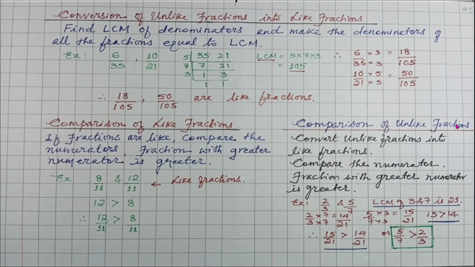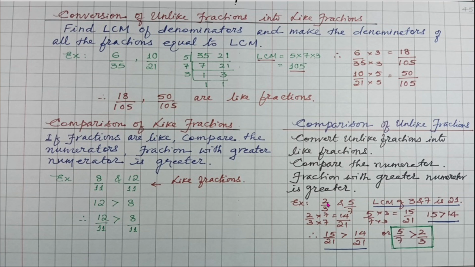Comparison of unlike fractions. Now we cannot compare unlike fractions. First we have to convert them into like fractions and then follow the procedure of comparison of like fractions. So first thing is convert them into like fractions. Let us take an example and understand it. 2 by 3 and 5 by 7, the denominators are different, they are unlike fractions, and now convert them into like fractions by taking the LCM of 3 and 7.